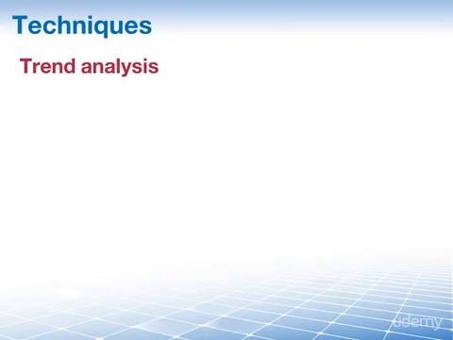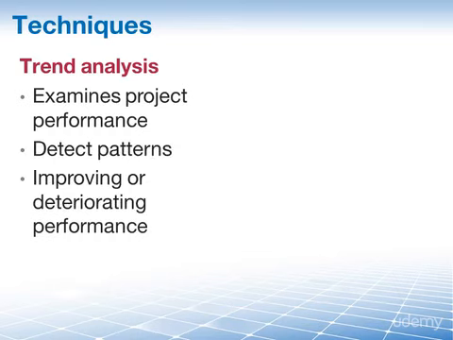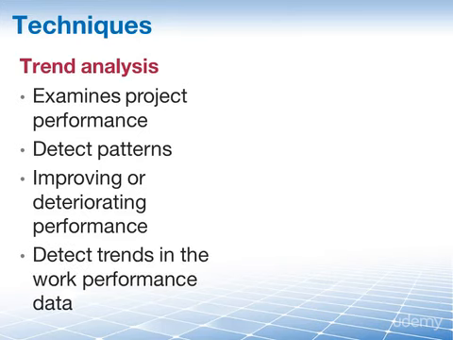Trend analysis analyzes project performance over time to find patterns, and these patterns, they will show whether the performance is improving or deteriorating. Used in control schedule, you can then detect trends in the work performance data and either take preventive action if there is a tendency towards a negative trend, or you take corrective action if the negative trend is present already to get the project progress back in line.